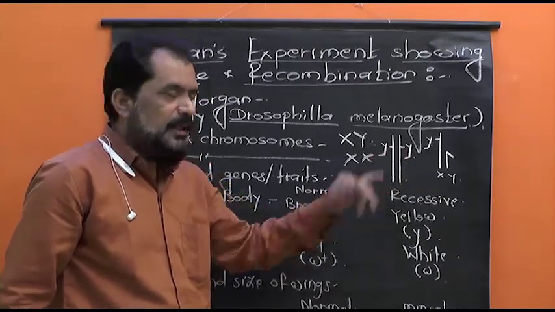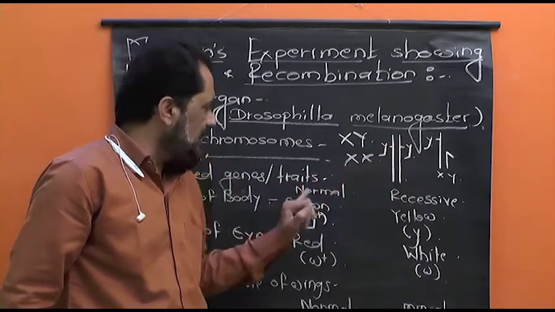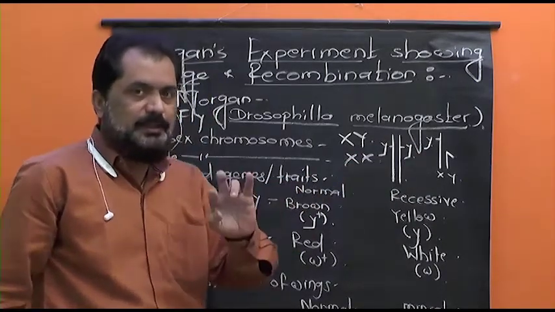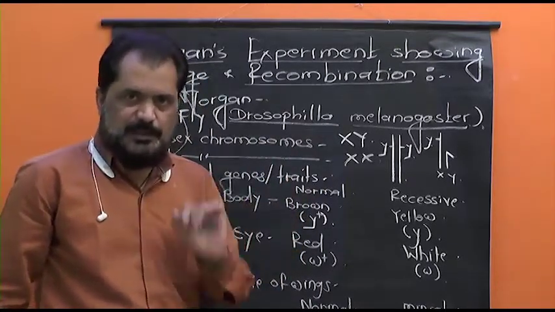Because we know if there is one recessive gene and its allele is dominant, then that dominant allele suppresses the effect of recessive. Is that clear?